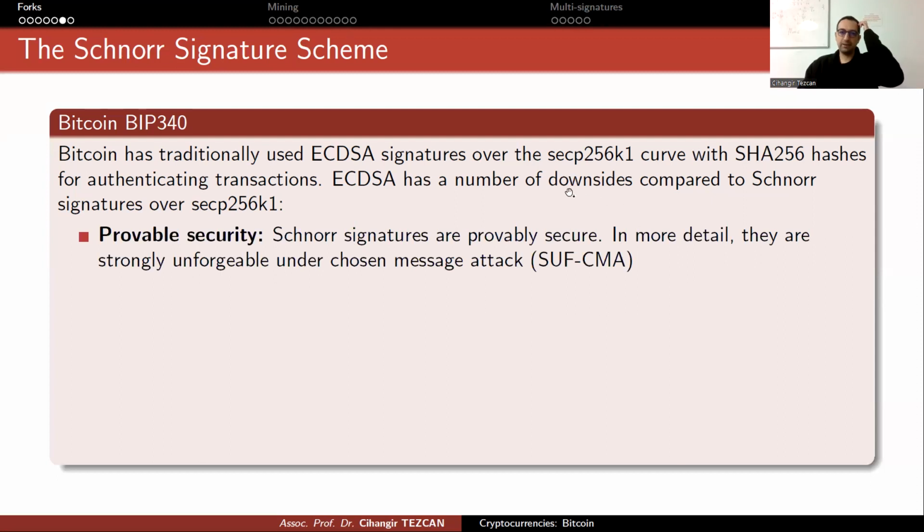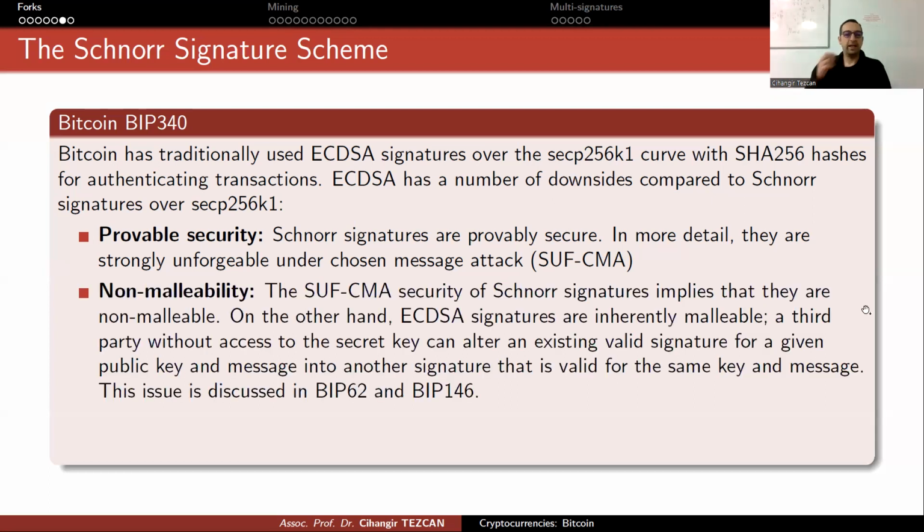But the downside of the elliptic curve digital signature algorithm was the provable security. Schnorr signatures are provably secure. In more detail, they are strongly unforgeable under chosen message attack. So if you're interested, you can look at this public key cryptography concepts. Another one was non-malleability. This strongly unforgeable under chosen message attack security of Schnorr signatures implies that they are non-malleable. On the other hand, elliptic curve digital signature algorithm signatures are inherently malleable.